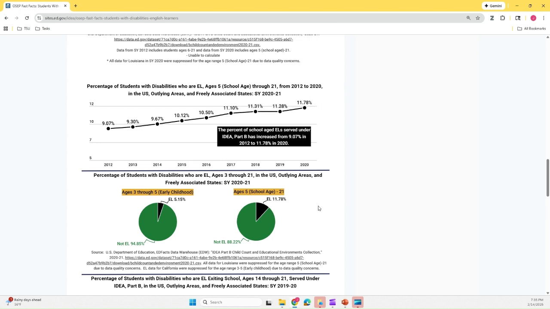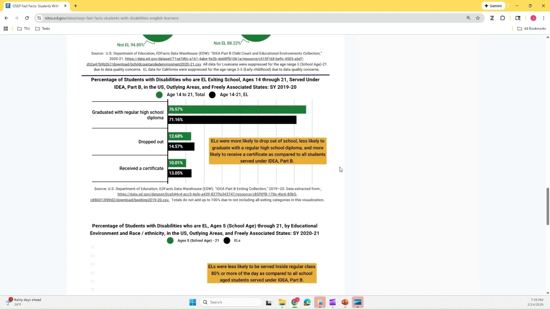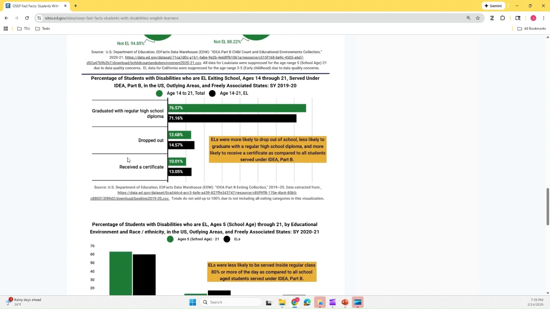So I think this trend is important for us to pay attention to. And then let's go down. And then here it shows the English learners receiving services under IDEA have a higher likelihood of dropping out compared to non-English learners. So this raises important questions about whether these students are receiving the right type of support.